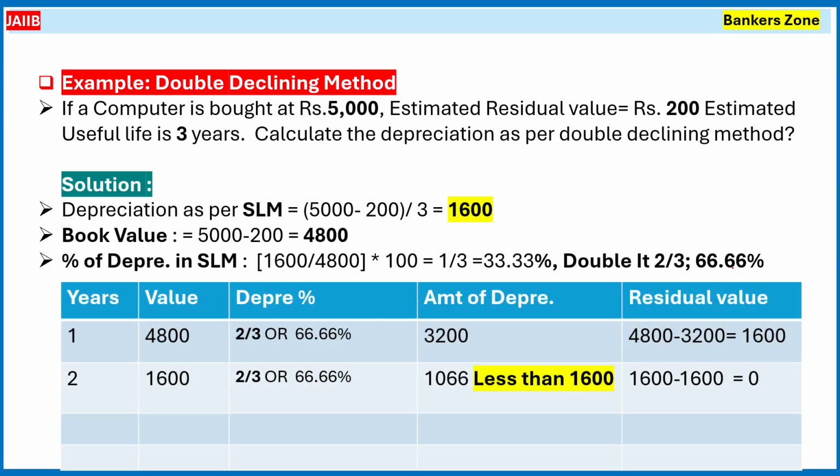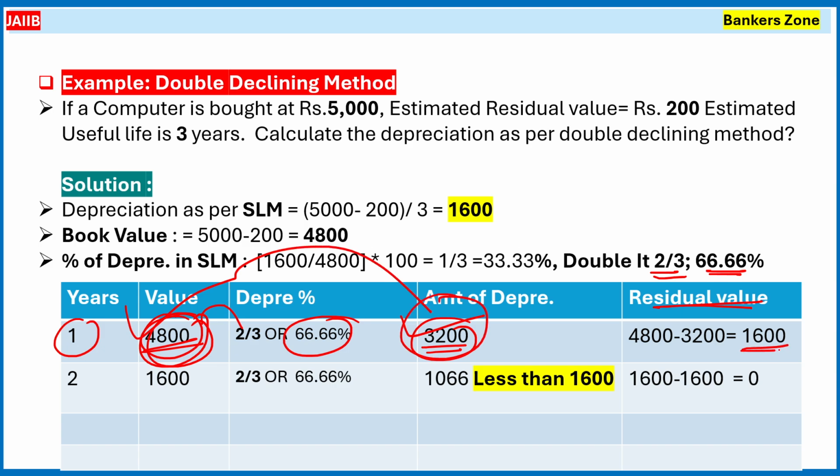Okay. Now see, for the first year, the depreciable base is 4800, and the rate we have calculated is 2 by 3, that is 66%. So 66.66% of 4800, you will get 3200. Just multiply, right? This is a very easy, basic calculation. So 2/3 of 4800 is 3200. So what will be the residual value? 4800 minus 3200, you will get 1600.